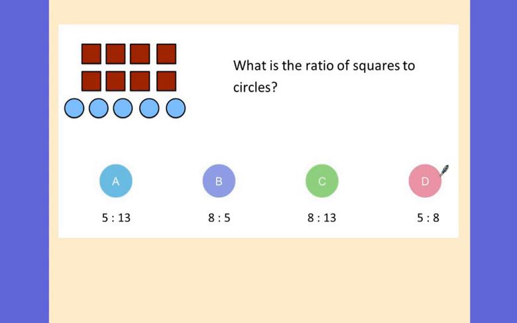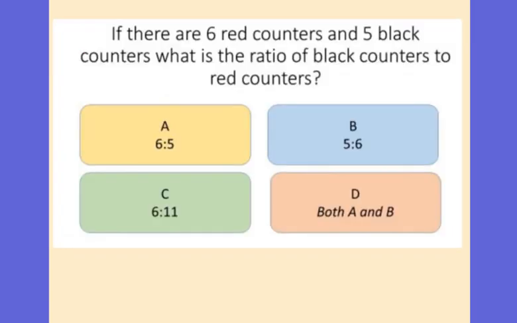Okay, Year 8, ABCD cards. What's the ratio of squares to circles? In your light blue books, can you write me A, B, C or D? All vote now. And I was looking for B. I've got 8 squares to 5 circles.